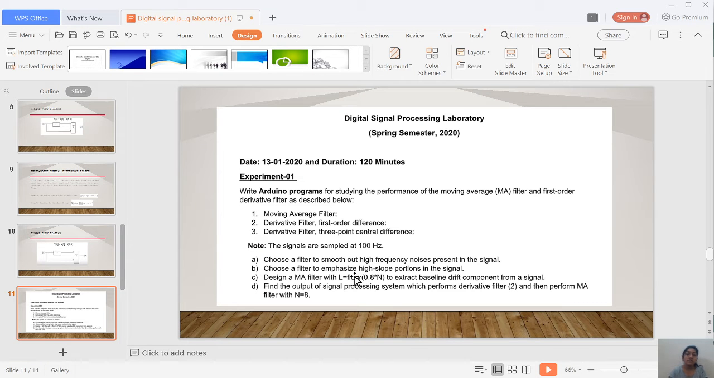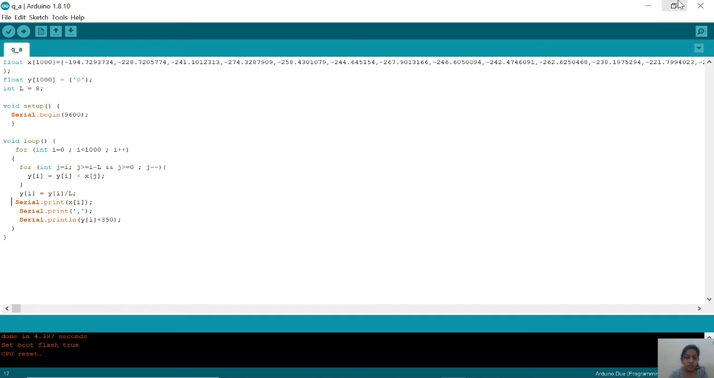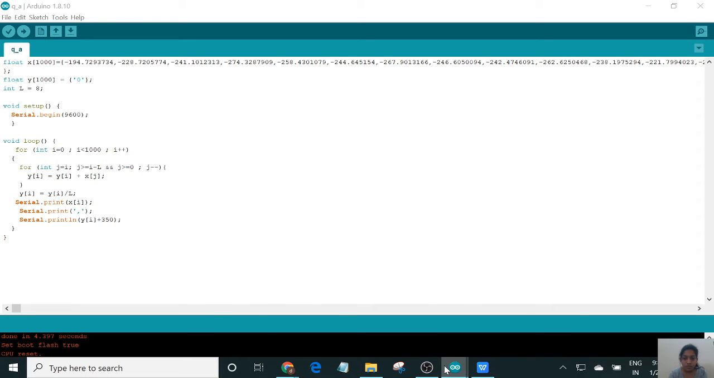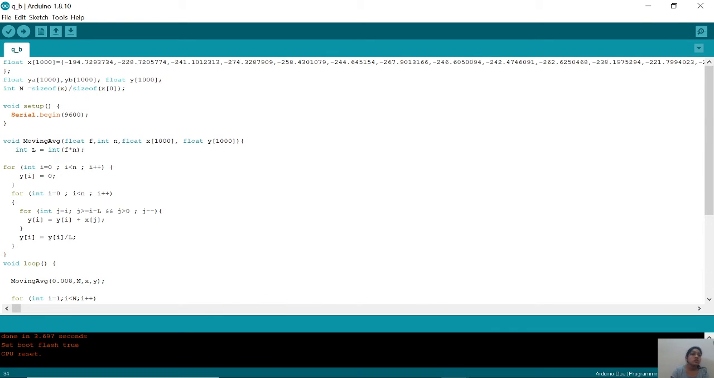Choose a filter to emphasize high slope portions in the signal. As we have discussed earlier, this is done by the derivative filter. So let us look into the code of this. Here, as discussed earlier, we will be taking 1000 samples, and we are giving two arrays here, y and yb, and we are initializing them to 0, and the baud rate is 9600.